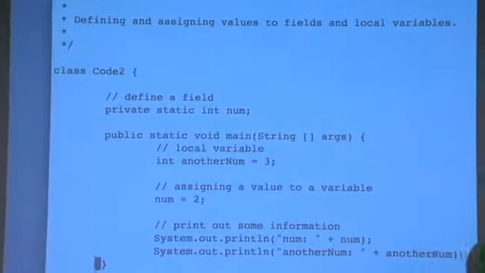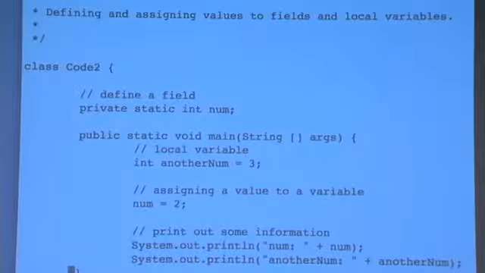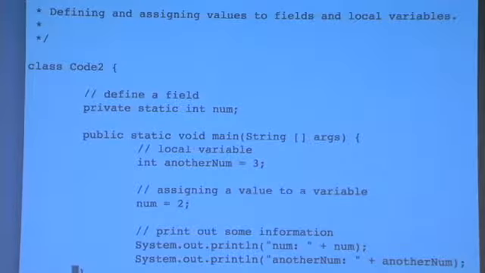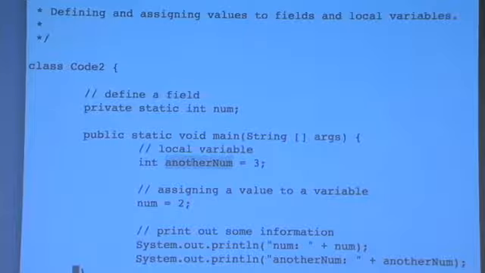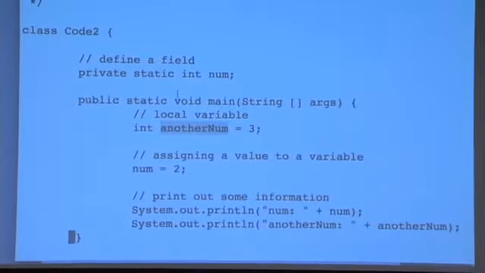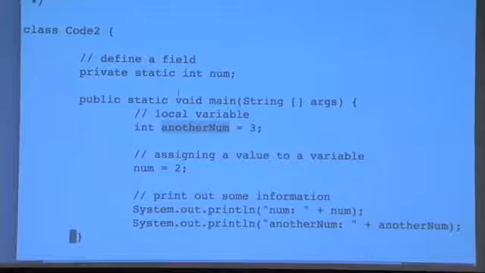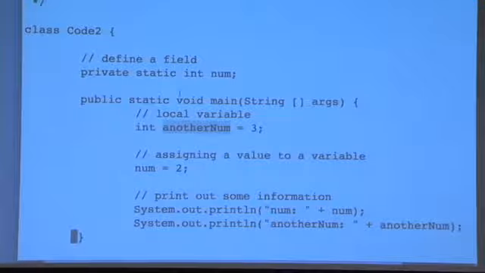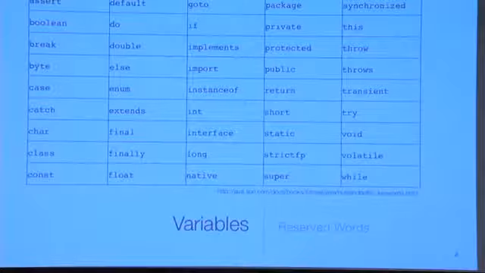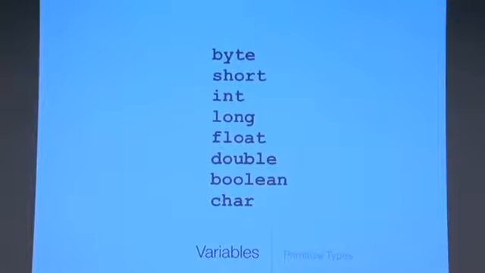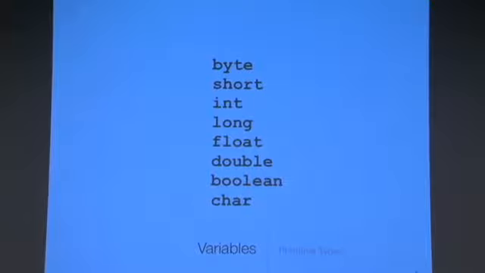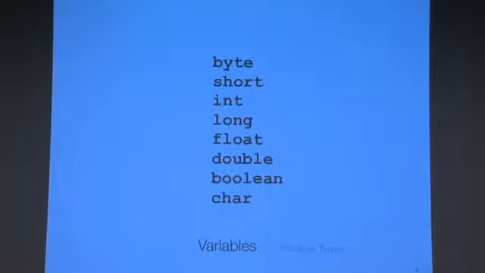So here, in this case, the very first variable that we are defining in this function is a variable called another num, and we're giving it a type of int. And we are assigning this variable that we have defined a value of 3. So in Java, there are a few primitive data types that are actually pretty useful and that we will probably use quite often. These are the types here: byte, short, int, long, float, double, boolean, and char.